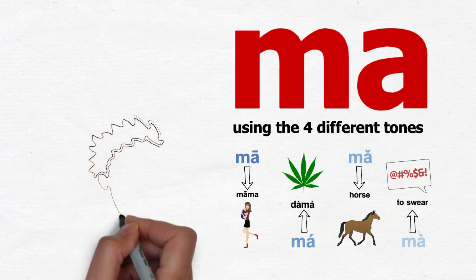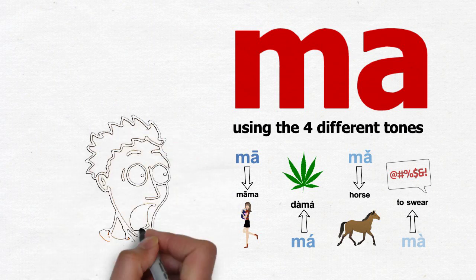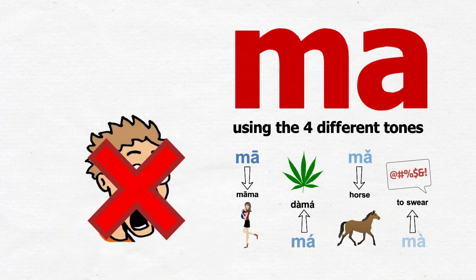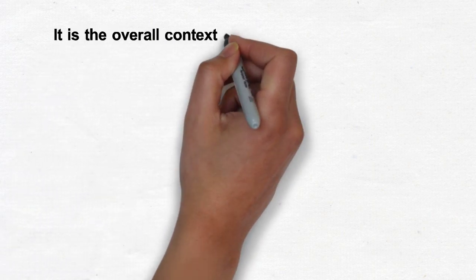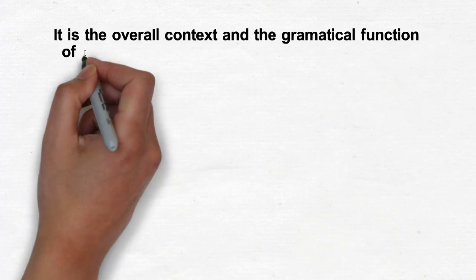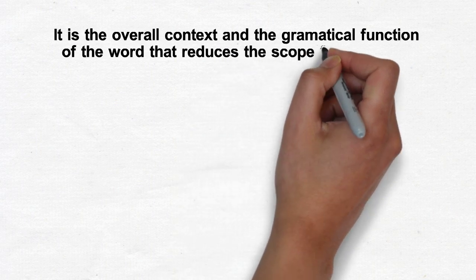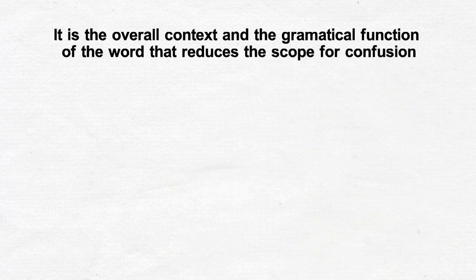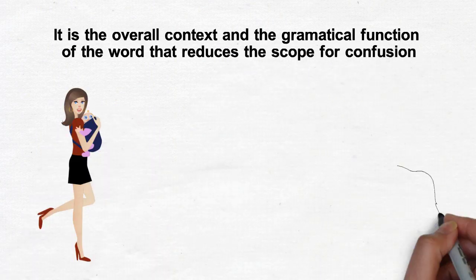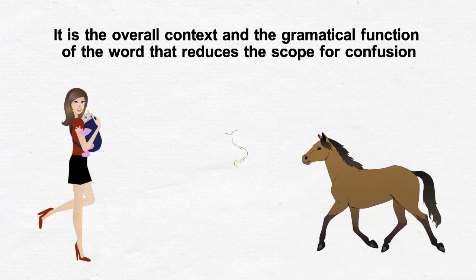Now, don't start freaking out about Chinese tones just yet. Pronouncing these tones right definitely does matter, but at the end of the day, it is the overall context and the grammatical function of the word that reduces the scope for confusion. After all, it should be clear from the context whether you are talking about your mother or your horse, right? Unless you've been smoking dama, maybe.